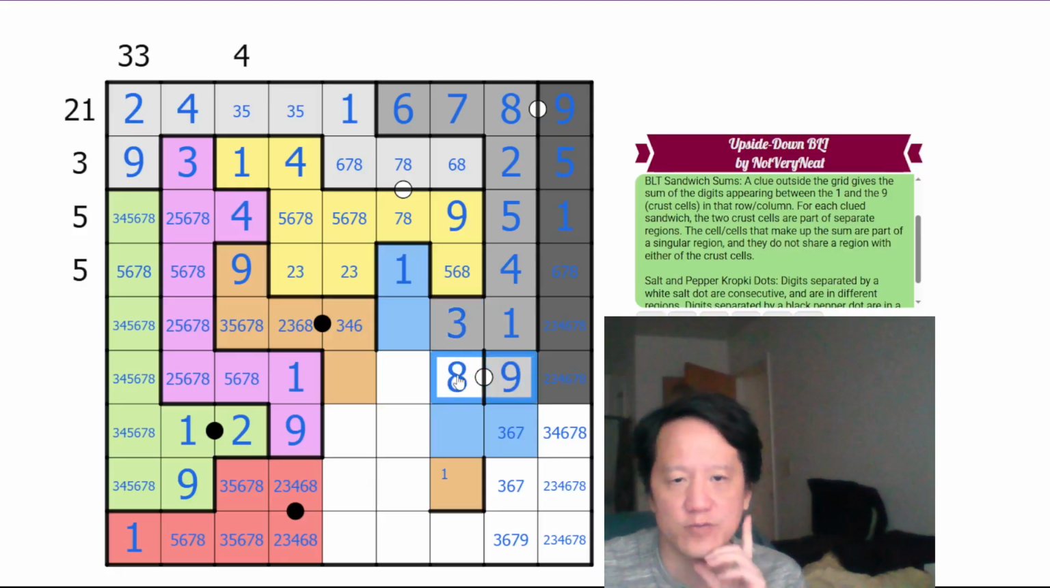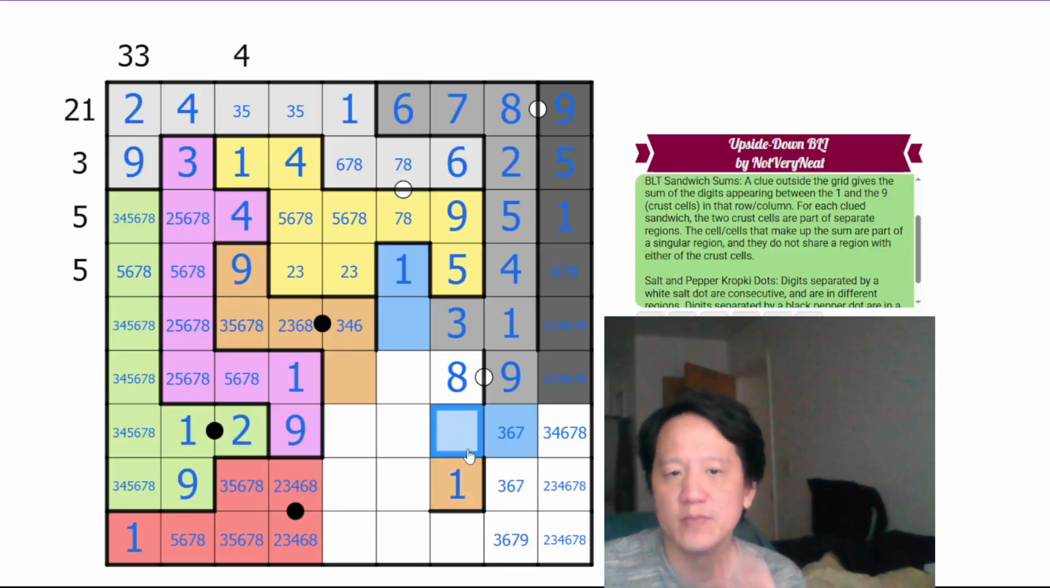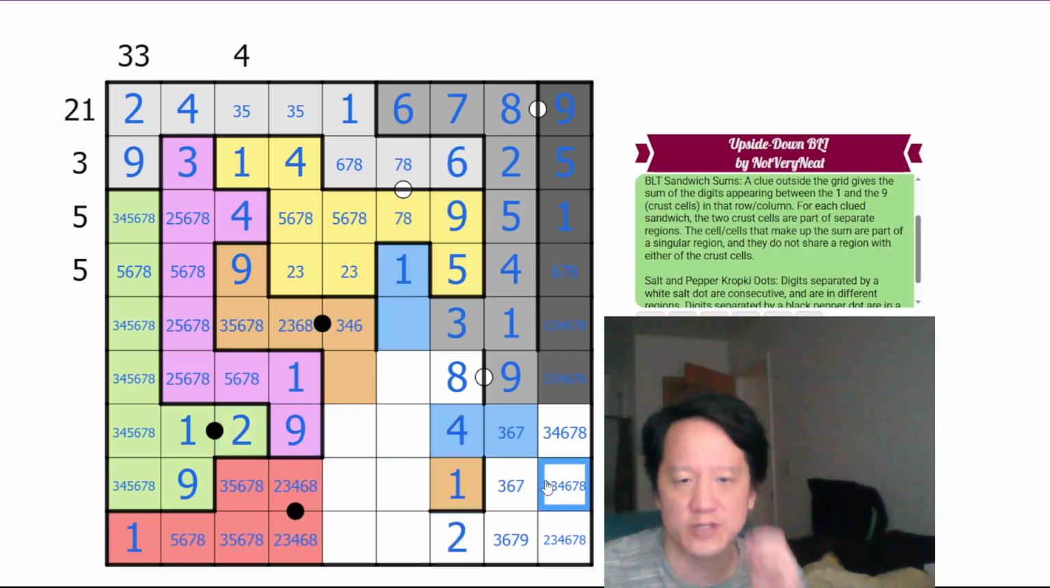9 is only consecutive with 8. That eliminates 8 here. So this is 6. This can't be 6 or 8. It's 5. This has to be a 1. We have 2 and 4 remaining in column 7. This can't be 2 because of 2 in the row. So that's 4. That's 2.